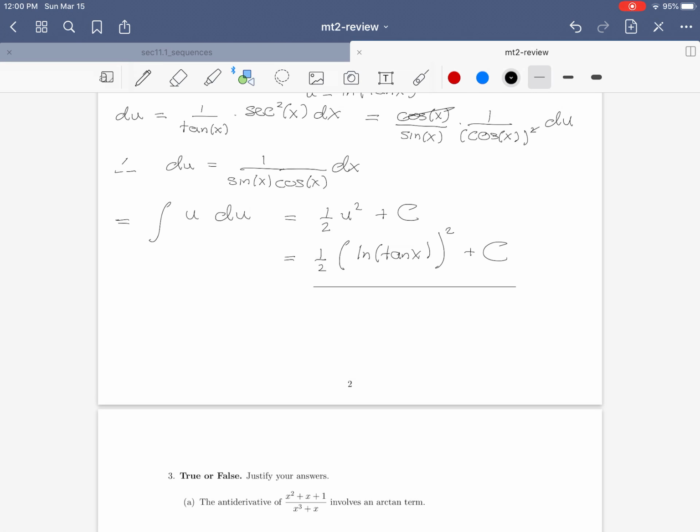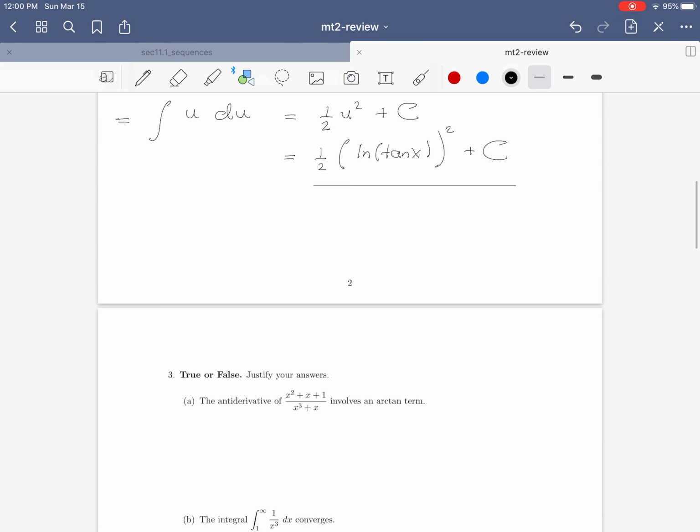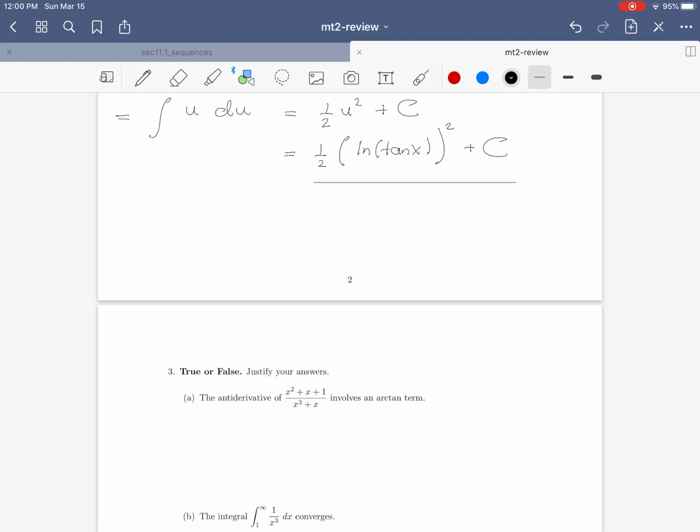Okay, so moving on, we now have a series of true or false questions. First question: the antiderivative of x squared plus x plus 1 divided by x cubed plus x involves an arctan term. We're asked here to answer whether this is true or false and also justify our answer. First of all, let me give the answer. This is true. And now let's see why.